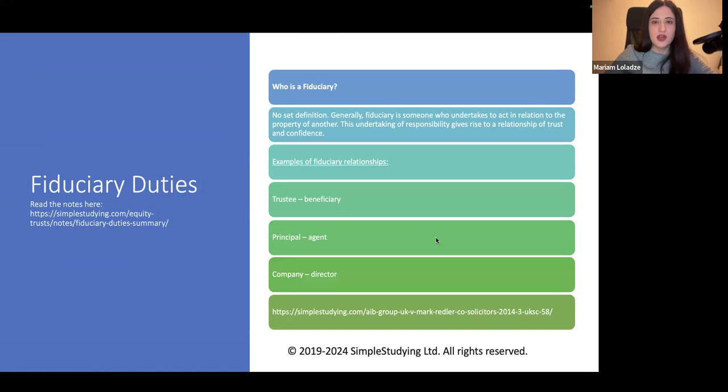Fiduciary duties. There is one more topic that you could get on your equity and trust exam. Examples of fiduciary relationships are trustees and beneficiaries, principal and agent, company and director. And there are strict obligations. When somebody is a fiduciary, they have strict duties to adhere to.